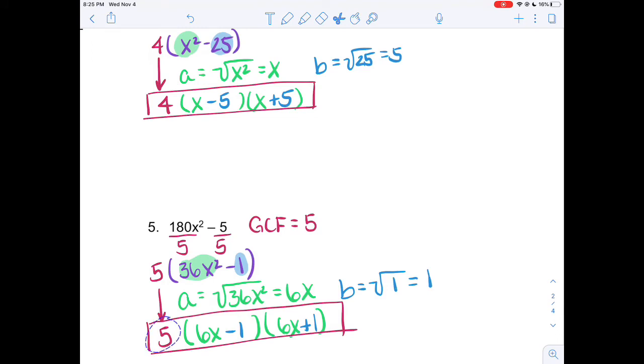Don't forget to bring down that greatest common factor that you pulled out at the beginning, the 5, to include in your final factored form.